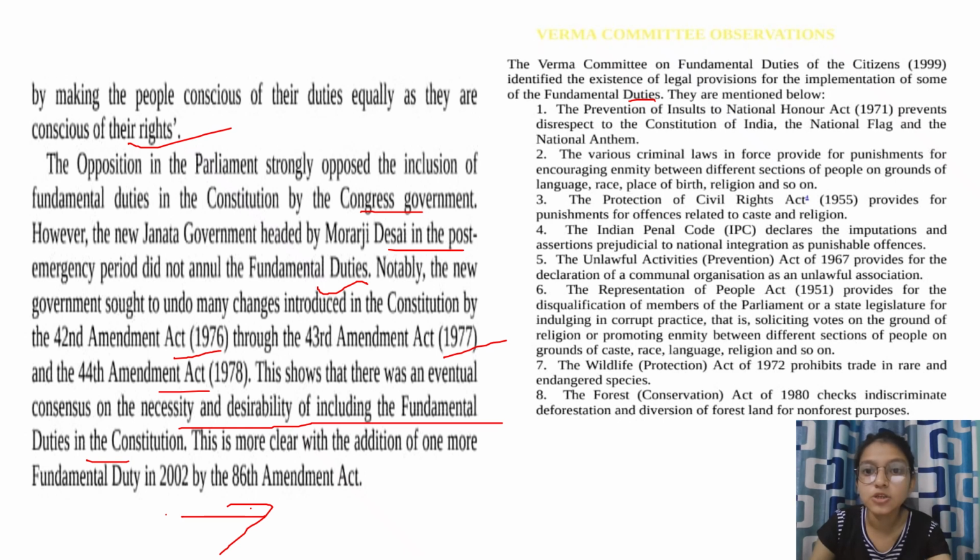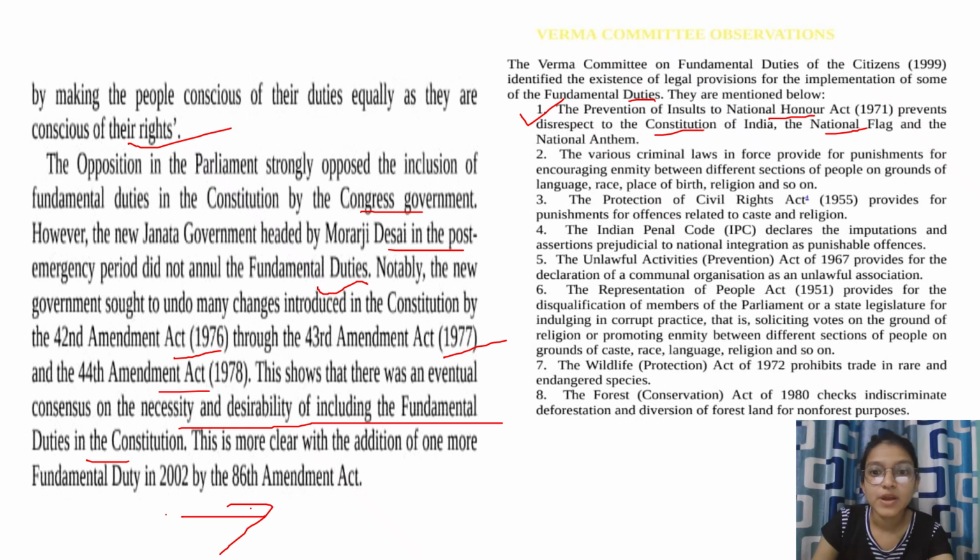Then we have the Prevention of Insults to National Honour Act 1971, which prevents disrespect to the Constitution of India, the national flag, and the national anthem. So we have proper acts on what basis we can arrest you and give you punishment. That is, if you disrespect the Constitution of India, which is the very core of our country, the national flag, and the national anthem.